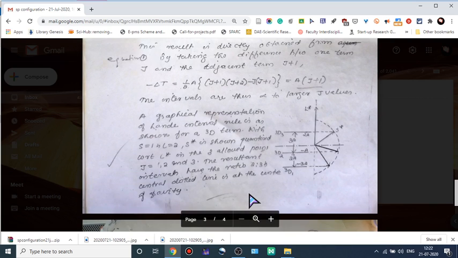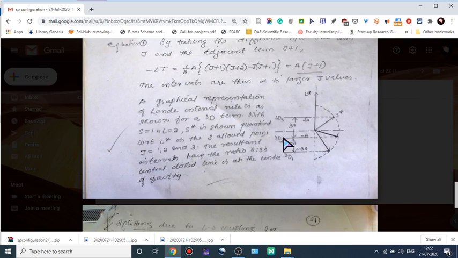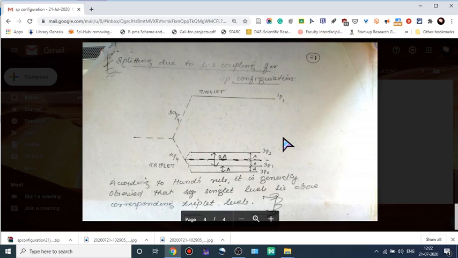See the graphical representation of these 3D terms. Here 3d3, 3d2, 3d1. This term difference, this energy is proportional to the highest J value, that is here 2. So the energy is 2A. Interval is 2A. Here this interval is 3A. This is the pictorial representation of the splitting due to the LS coupling for the SP configuration. 3p2, 3p1, 3p0. This is 2A, A and A.